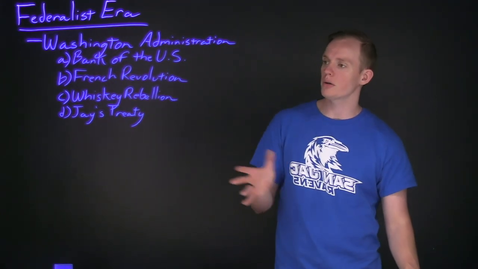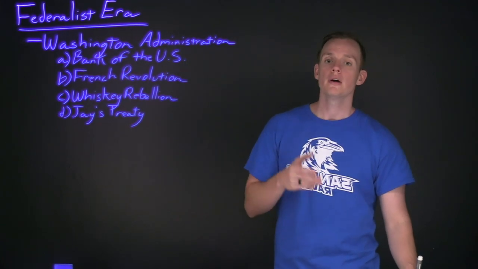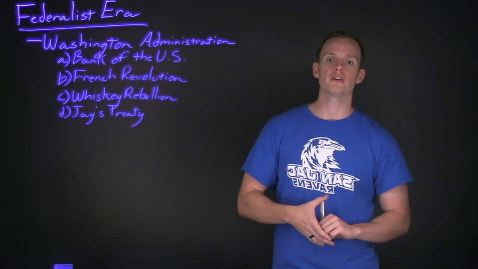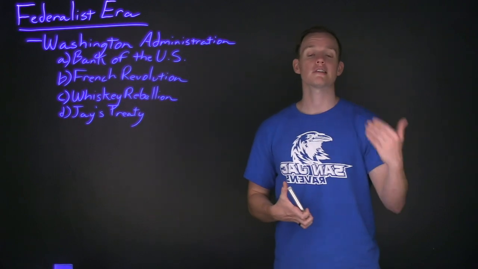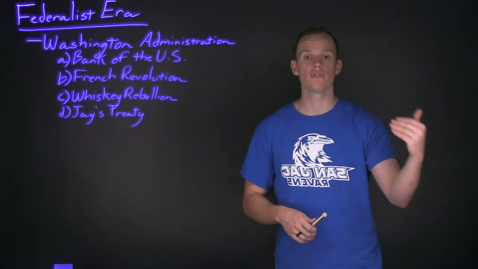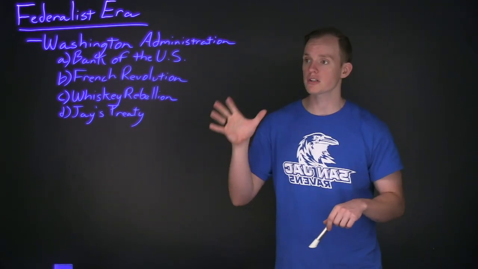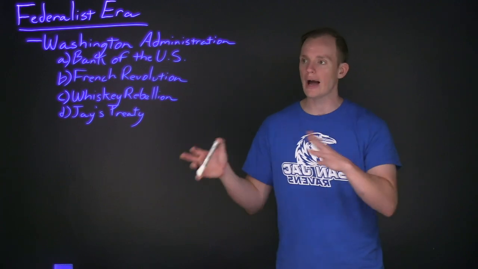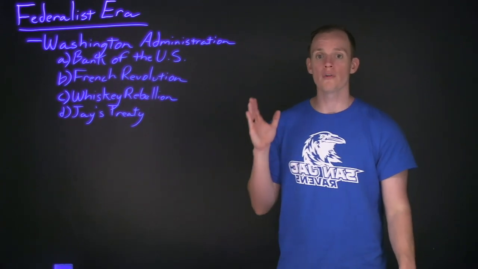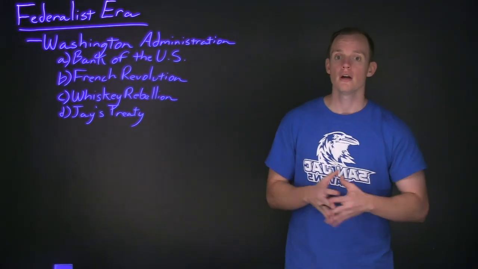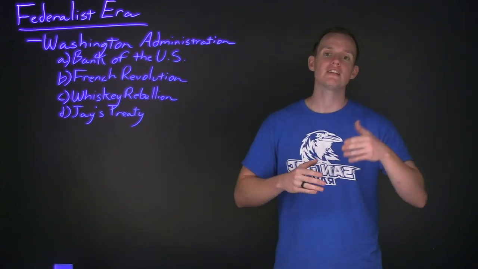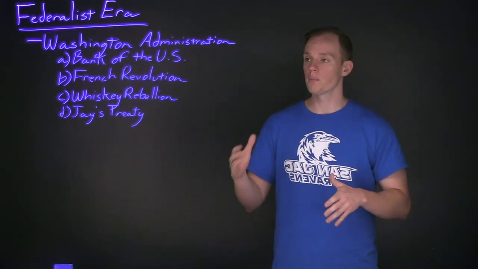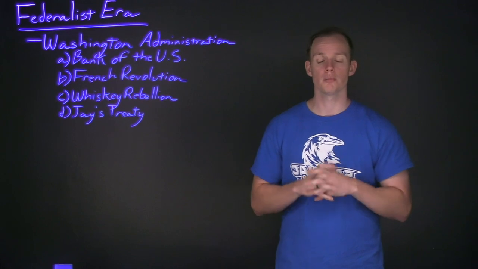Meanwhile, as he was dealing with these issues back at home, as he was entering the last couple of years of his administration, Washington's also going to have to continue to deal with foreign crisis issues, especially surrounding that French Revolution. Now, after declaring his neutrality, both France as well as Britain, and mainly Britain, are going to begin to seize American ships that were bound for the other powers' ports.